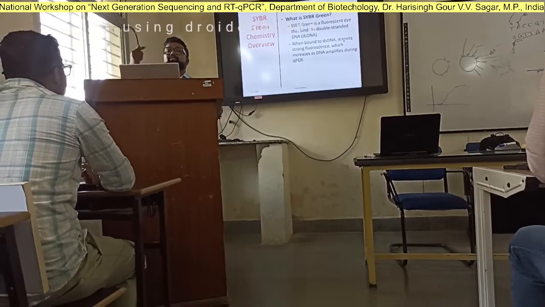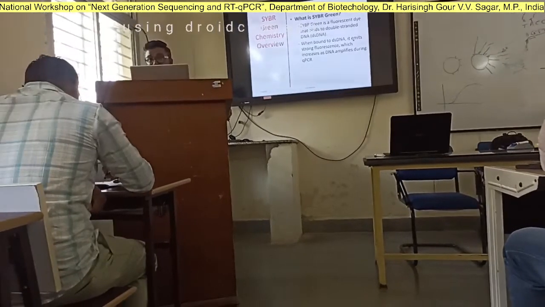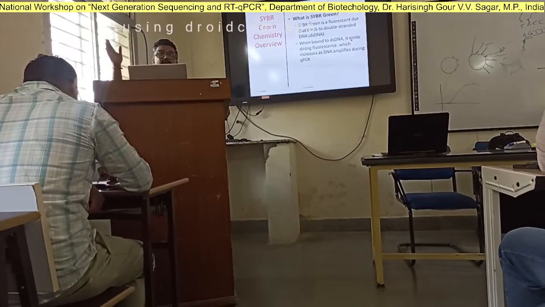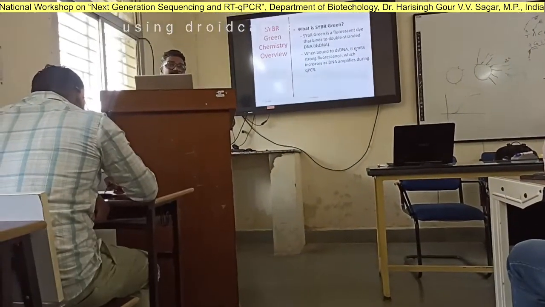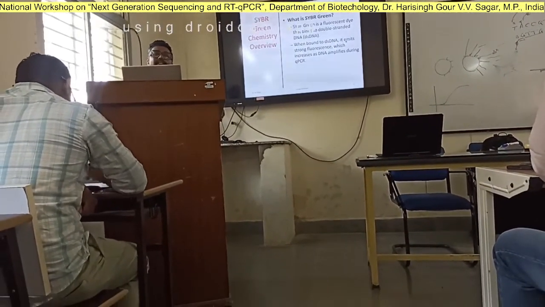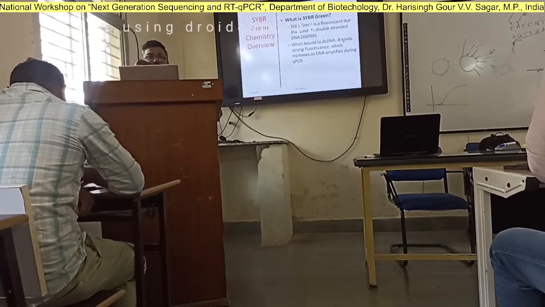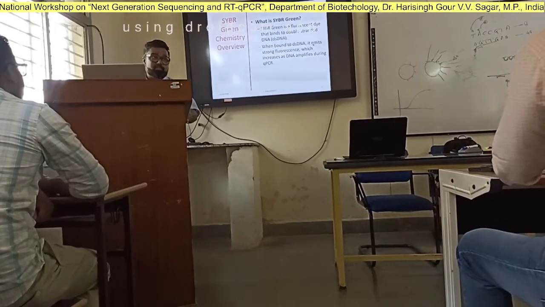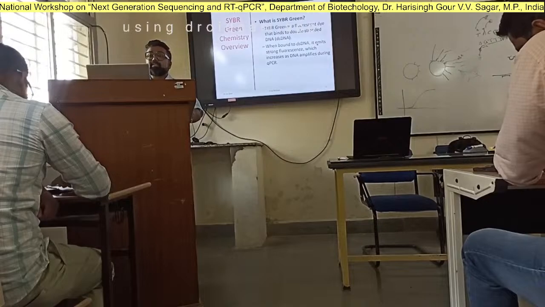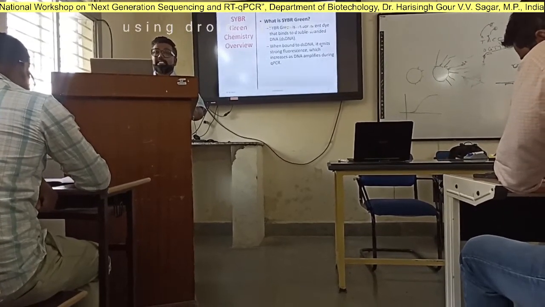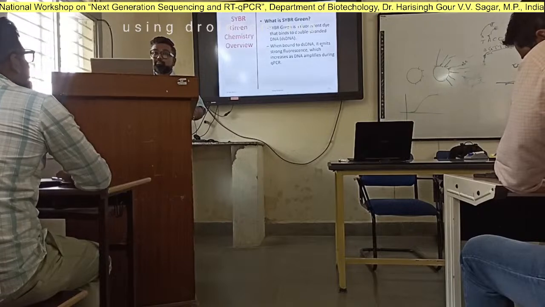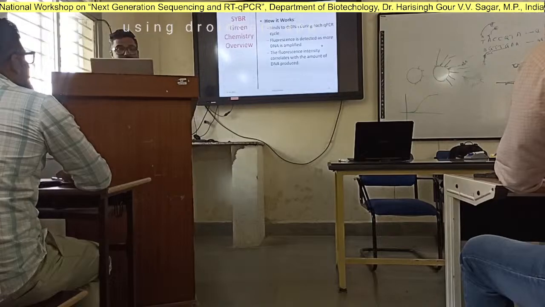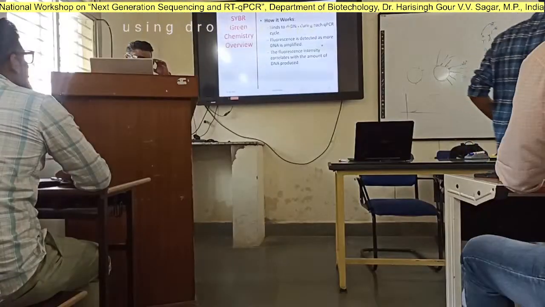So if you repeat this at the end of each cycle, cycle 1, 2, 3, 4, 5, what will your instrument record? Your instrument will record the increase in fluorescence after each cycle, and then assume that this increase in fluorescence is due to increase in the amount of double stranded DNA present in the tube. Right? So that's what I have written here: fluorescence intensity correlates to the amount of DNA produced.